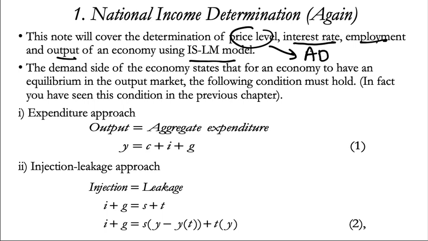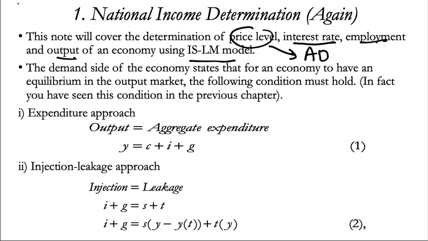Now, again, remember in this equilibrium analysis, we want to look at the demand side, because all of the equilibrium that we want to find here is based on the demand side, not based on the factor of production side or supply side. So that's why it's called demand side equilibrium. We already know that the expenditure approach is given by expression 1, and the injection leakage approach is given by expression 2. So this is nothing new for us.